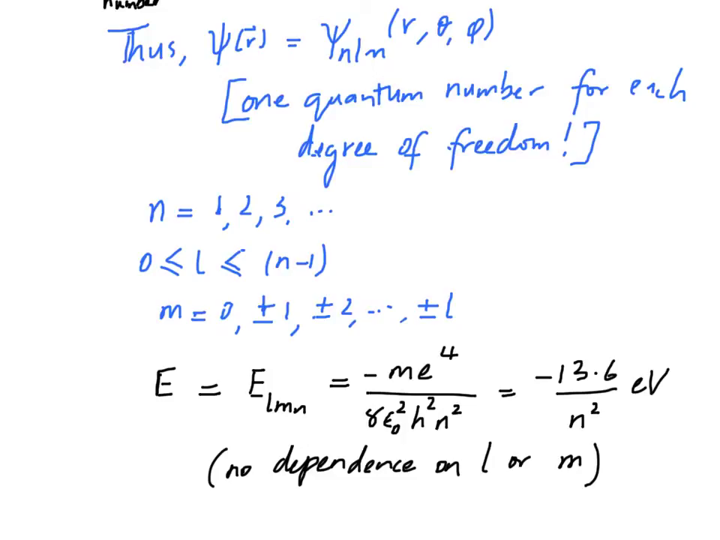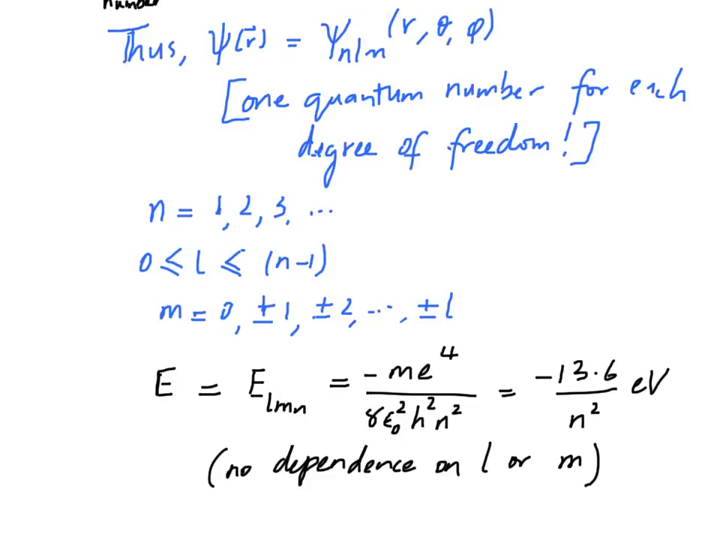So our energy E, to which we tack on the three indices n, l, and m, corresponding to our three quantum numbers, has this form: minus m, the mass of the electron, times the charge of the electron e to the 4, divided by 8 epsilon naught squared, h squared, n squared, where epsilon naught is the permittivity of free space and h is of course Planck's constant. So that is the result for our energy, and bear in mind that there is no dependence on l or m. Our energy is purely dependent on just the principal quantum number n.